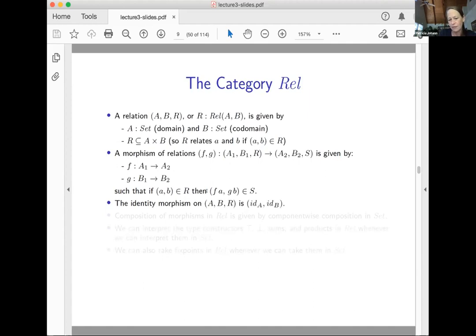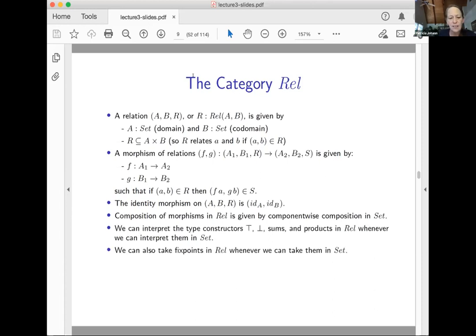The identity morphism is just what you think. It's the pair of the identities on Set. Composition is just given component-wise. So what I mean is if I wanted to compose two morphisms of relations, like F1, G1, and F2, G2, I would just compose F1 and F2, and I would compose G1 and G2. So I would just do it component-wise. So I have a category of relations.